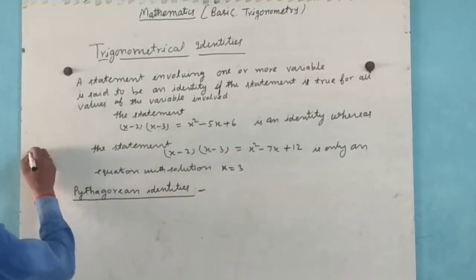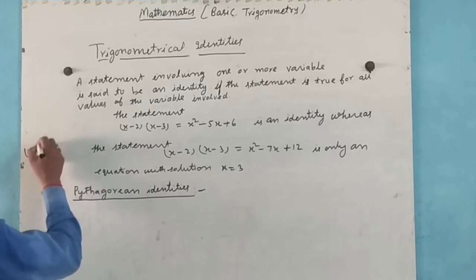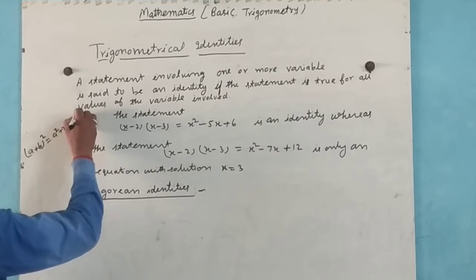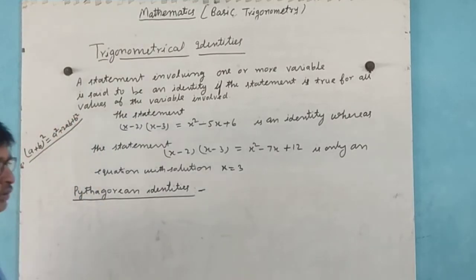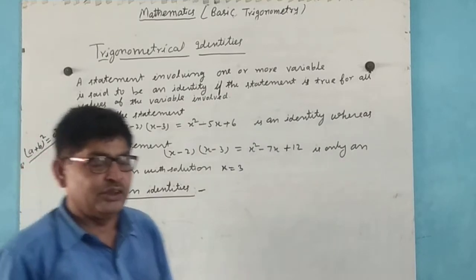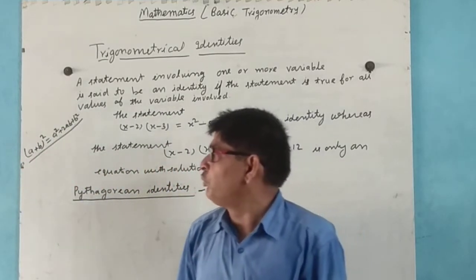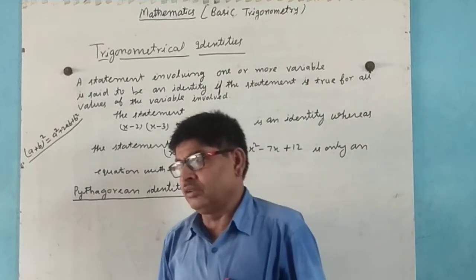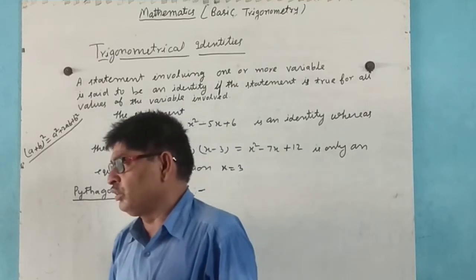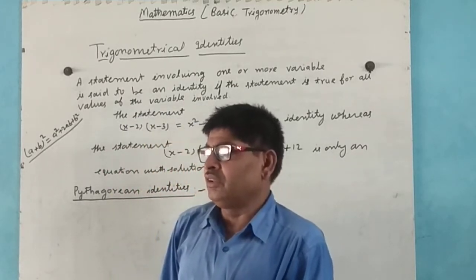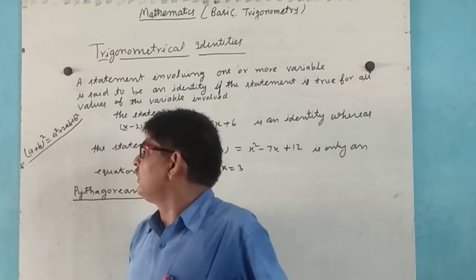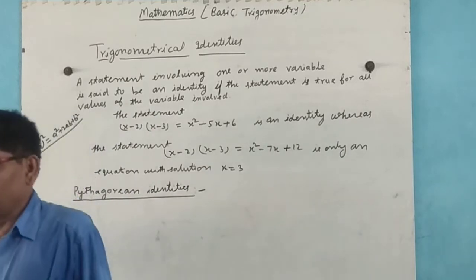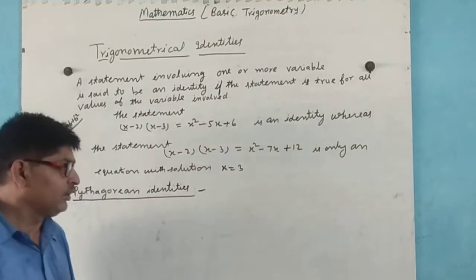Like this, (a plus b) to the power 2 equal to a square plus 2ab plus b square. This is also an algebraic formula, and if we take different values of a and b and put them in this relation, both sides are equal. It means it is true for all values of a and b, so this is an identity.